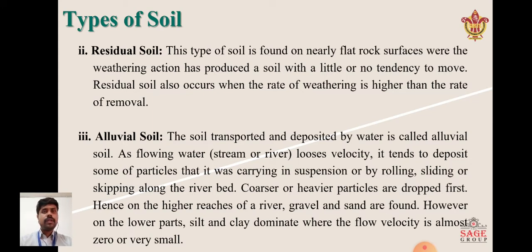The third type of soil is alluvial soil. The soil transported and deposited by water is called alluvial soil. As flowing water, stream or river loses velocity, it tends to deposit some of the particles that it was carrying in suspension, or by rolling, sliding or skipping along the river bed; coarser or heavier particles are dropped first. Hence, in the higher reaches of a river, gravel and sand are found. However, on the lower part, silt and clay dominate, where the flow velocity is almost zero or very small.